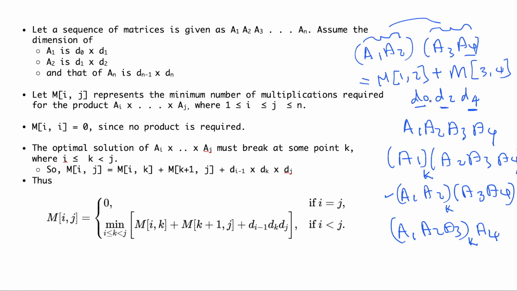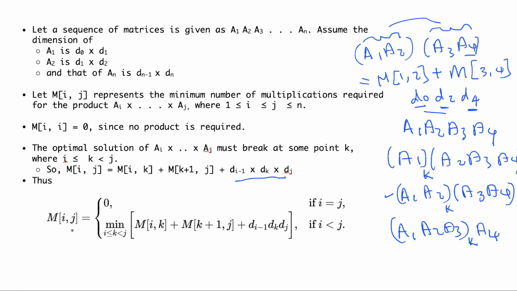So this is the calculation required to find the product of these two matrices. That is actually this equation: if I want to calculate the product A1, A2, A3, A4, and you are breaking at some k, here the value of k is 2, then the total number of computations will be M12 plus M34. Then in this case it is calculating M14, which is equal to M12 plus M34 plus D0 into D2 into D4.